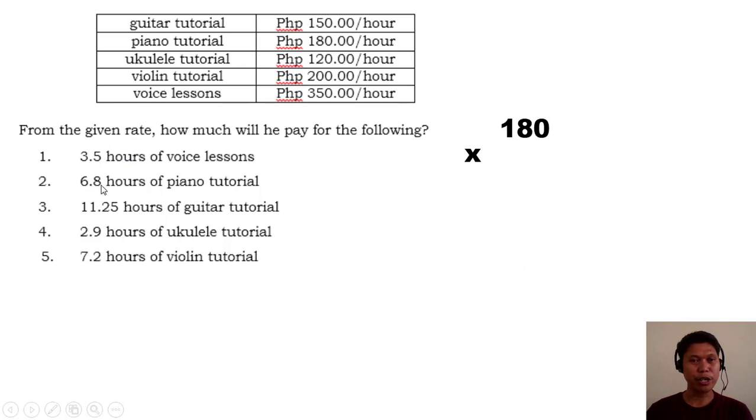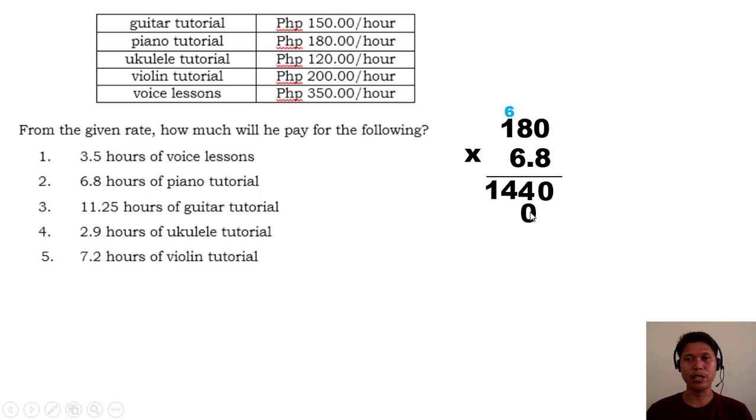Subukan natin ang 6.8 hours of piano tutorial. So ang piano tutorial per hour is 180 times 6.8. So ganun pa rin. 8 times 0 is 0, and then 8 times 8 is 64. Write 4 and regroup this 6. 1 times 8 is 8, plus 6 is 14. Ayan. Tapos dito na naman tayo.